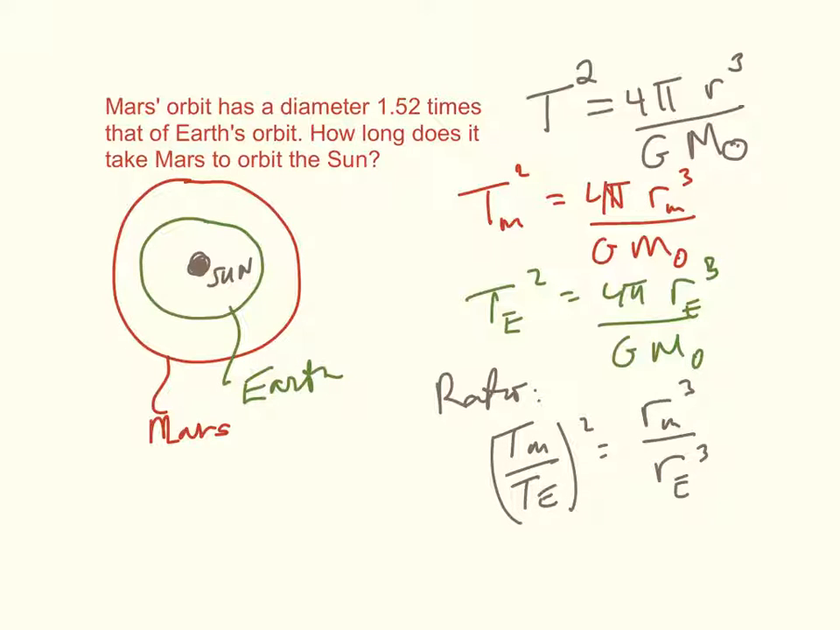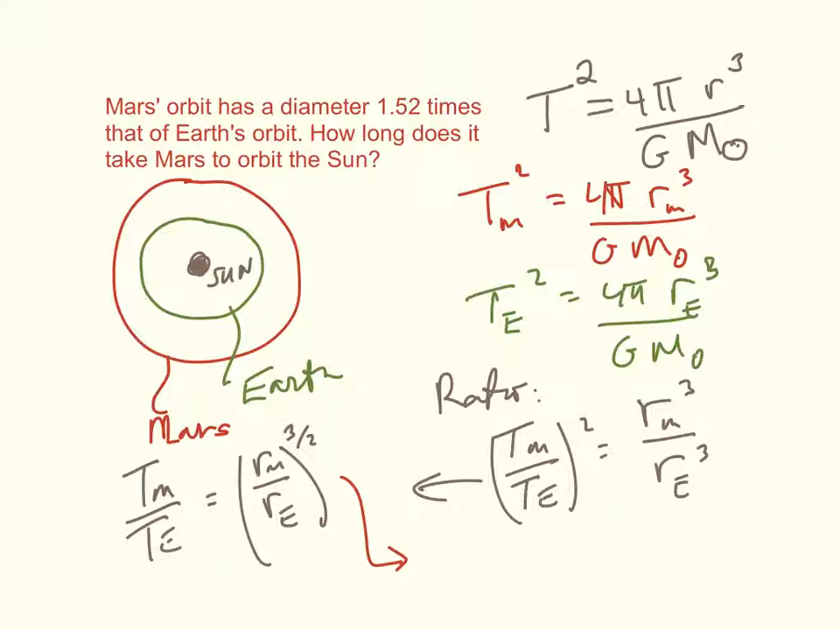So we can see that if we take the square root of both sides, the period of Mars's orbit over the period of the Earth's orbit is equal to the ratio of the two radii, the radius of Mars over the radius of Earth, to the 3/2 power. All we've done is taken the square root of both sides.